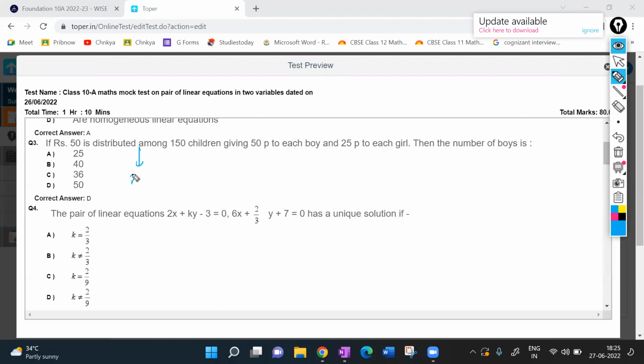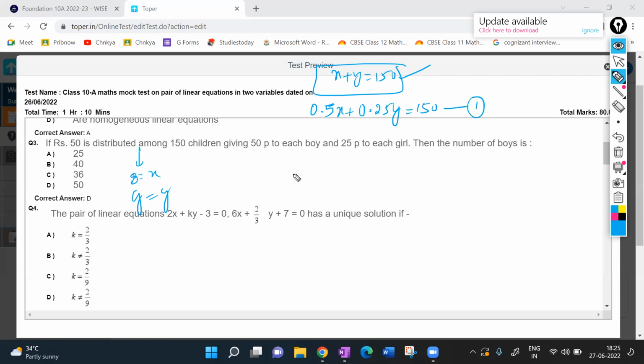Look at the number of boys. I do not know. Boys x, girls y. Okay, so what has he given here? Total x plus y, how much? 150 people. And 50 paisa is nothing but 0.5 rupees of x plus 0.25 of y is equal to how much? Not 150, it is 50 rupees. Can I write that as one equation? Am I correct?